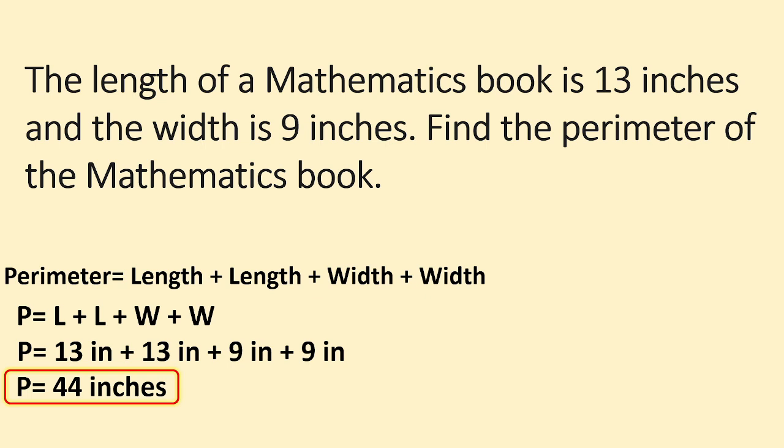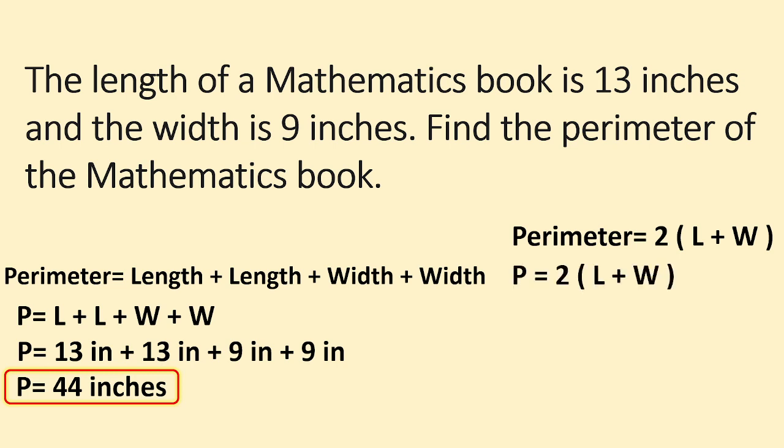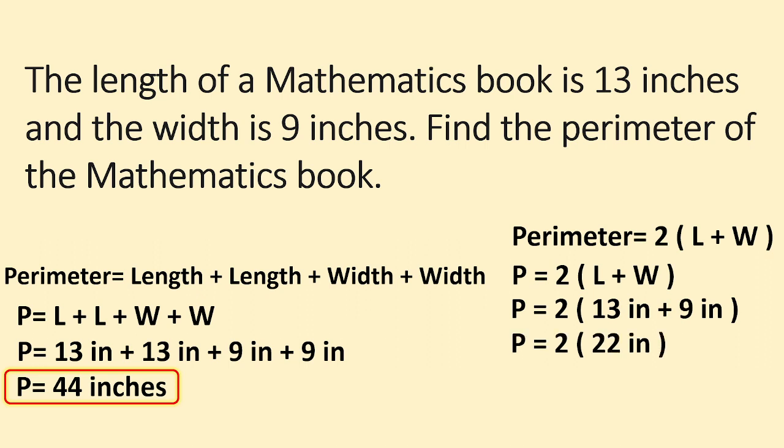Now, let's try another formula. We have here perimeter equals 2 times (length plus width), or P equals 2 times (L plus W). P equals 2 times (13 inches plus 9 inches). So 13 plus 9 equals 22. So 22 times 2 equals 44. So the answer is 44 inches.